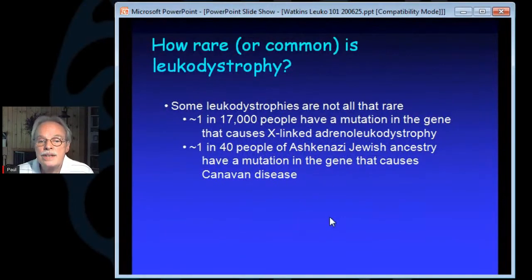So we often get asked, how rare or common is leukodystrophy? Well, as it turns out that some leukodystrophies aren't all that rare. 1 in 17,000 people have a mutation in the gene that causes X-linked adrenoleukodystrophy. And in people of Ashkenazi Jewish ancestry, 1 in 40 people have a mutation in the gene that causes Canavan disease. So they can be rare, but they can be, in certain populations, more frequent.